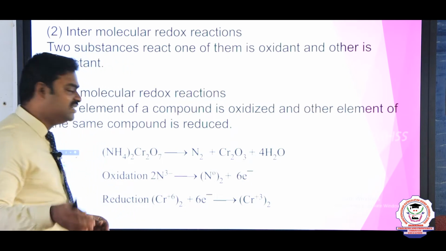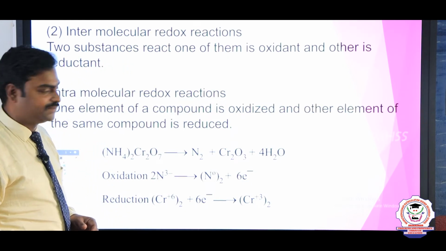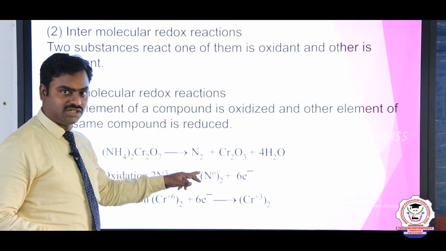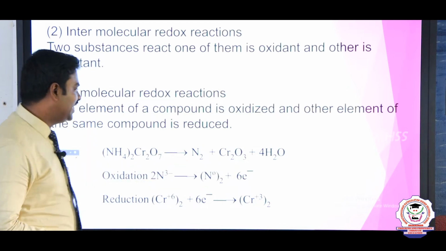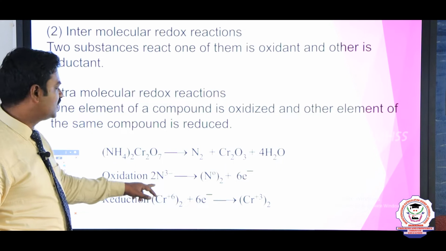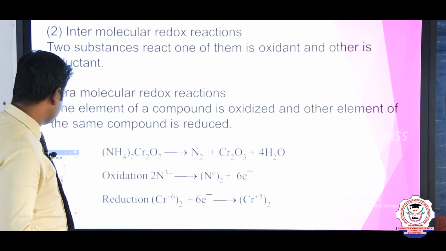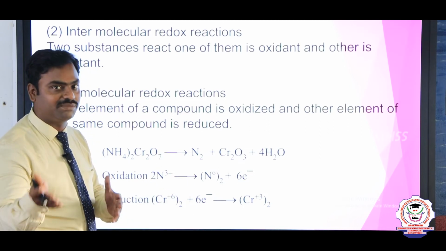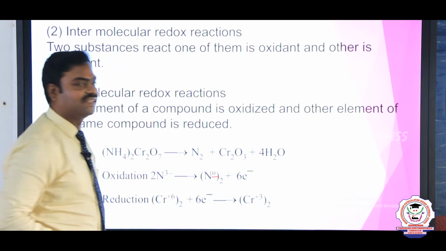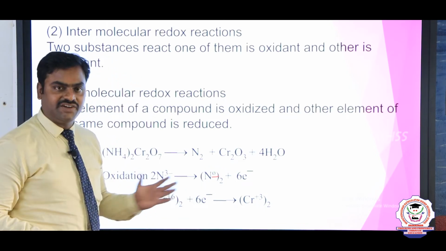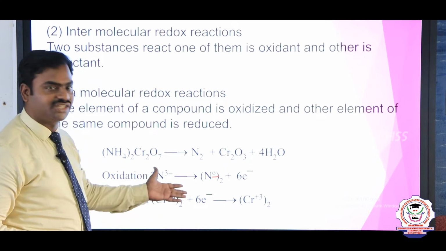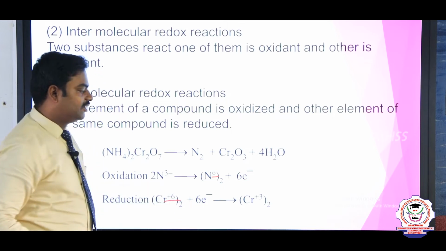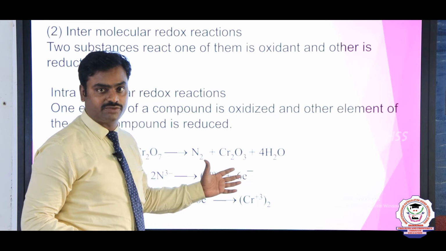So I will give you an example. When we heat ammonium dichromate, it forms nitrogen and chromic oxide. So here in ammonium, the oxidation state of nitrogen is -3, whereas nitrogen is an element in molecular form, a homoatomic molecule. So the oxidation state is 0. So here nitrogen is losing 3 electrons, that means undergoing oxidation, whereas chromium's oxidation state in dichromate is +6, whereas in Cr2O3 the oxidation state of chromium is +3.